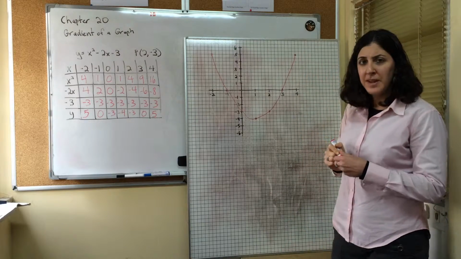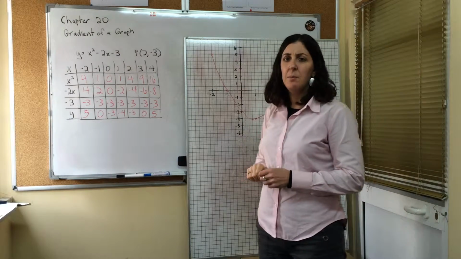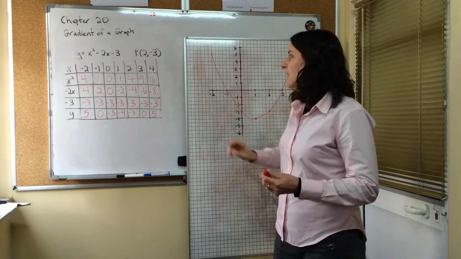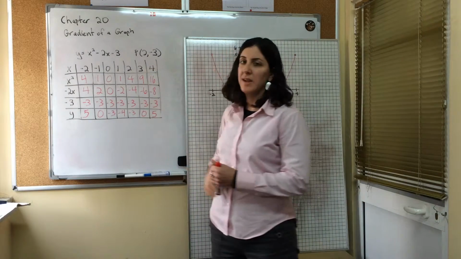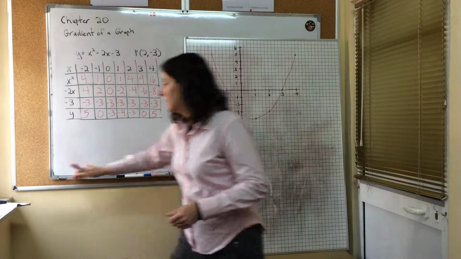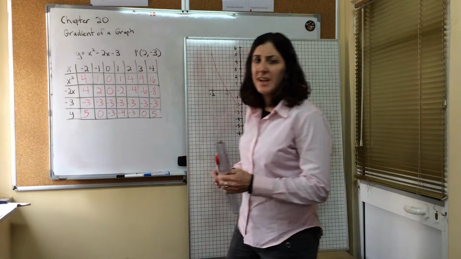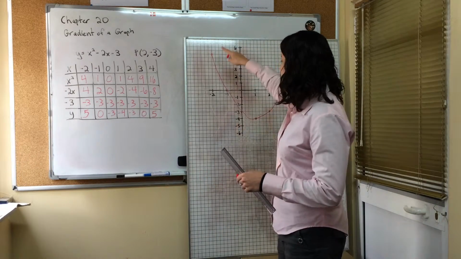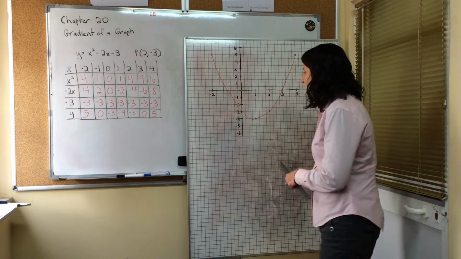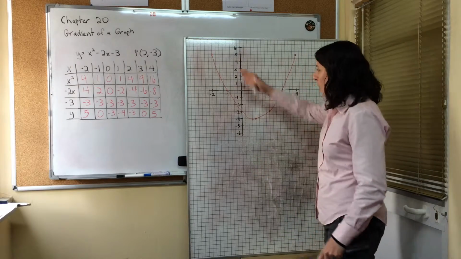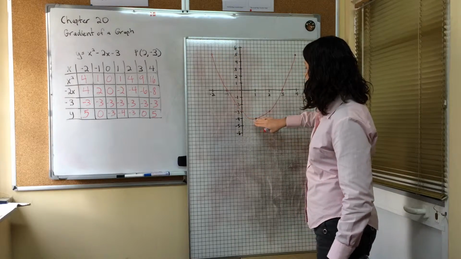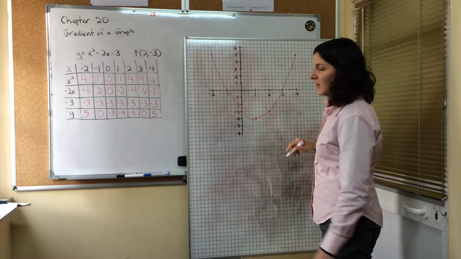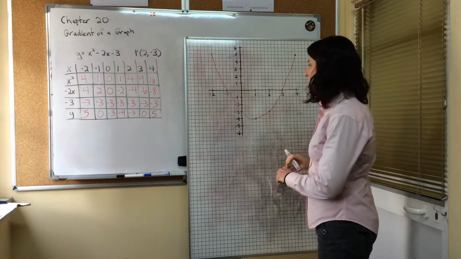Okay, so at this point now, they're going to give you a point at which you should find the gradient. They have given us this point, 2, -3. So we take that point. We can only find the gradient at specific points because, as you can see for the curve, the gradient varies at different points. Over here we have a negative gradient, over here we have a positive one. So it just changes at every point along the way.